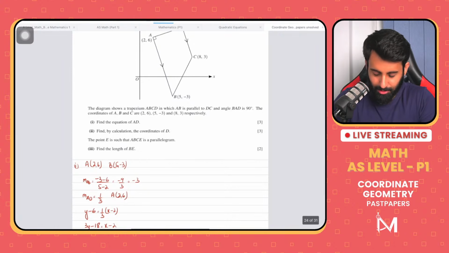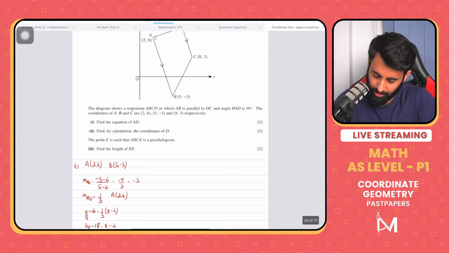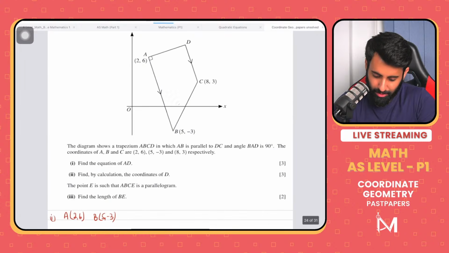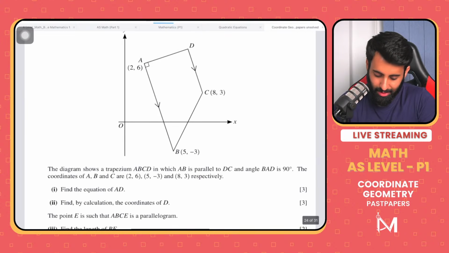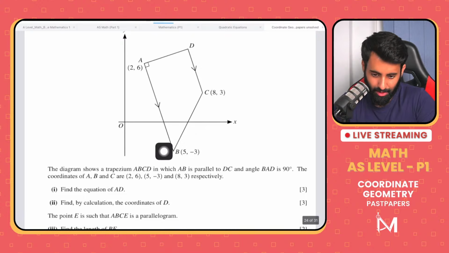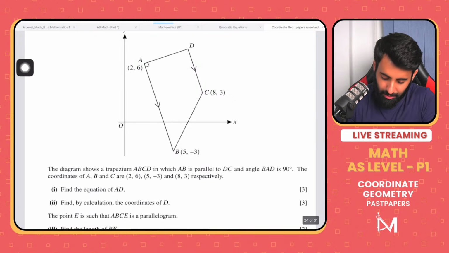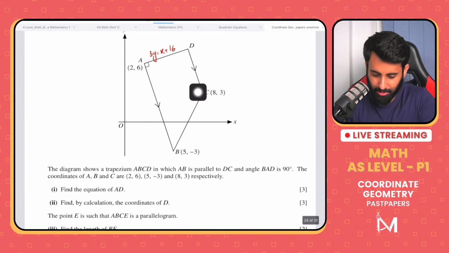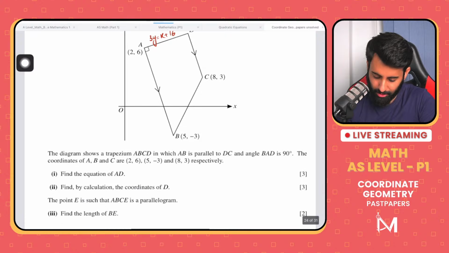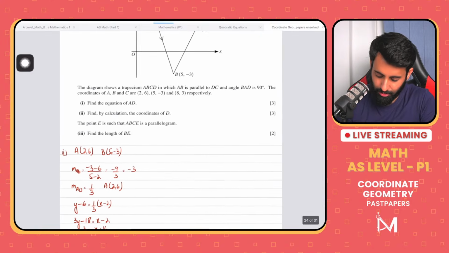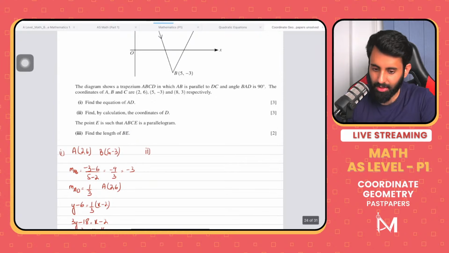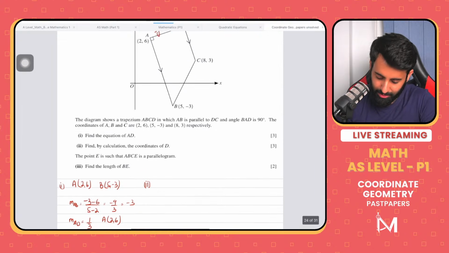All right, so part 2. Part 2 says find by calculation the coordinates of D. Okay, so D is the point where you can see that lines AD and CD are intersecting. So you can find the equation of line AD, which we have already. It's 3y is equal to x plus 16. You will have to find the equation of line CD and then solve them simultaneously. Do this planning before you start your working. It's very important. It will give you a direction.